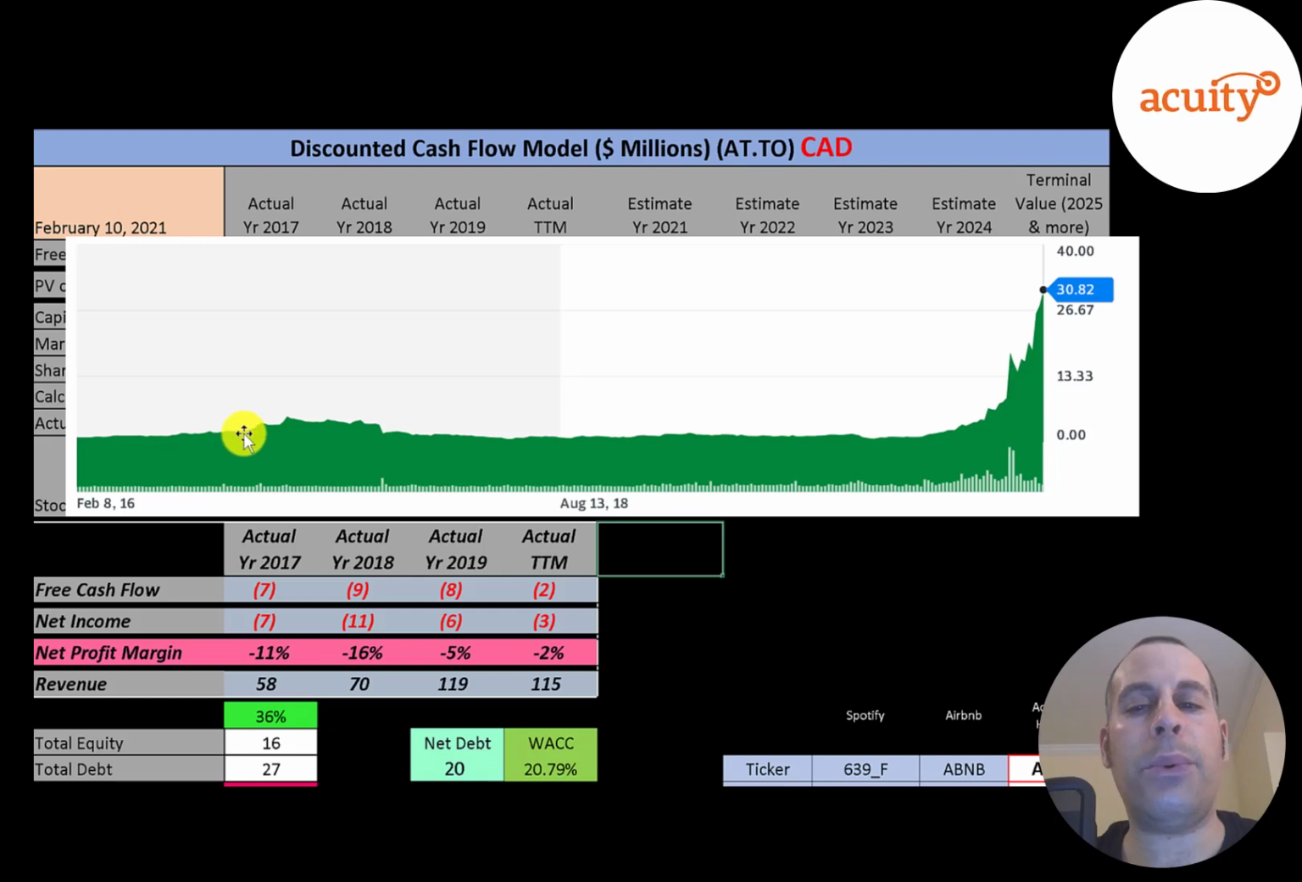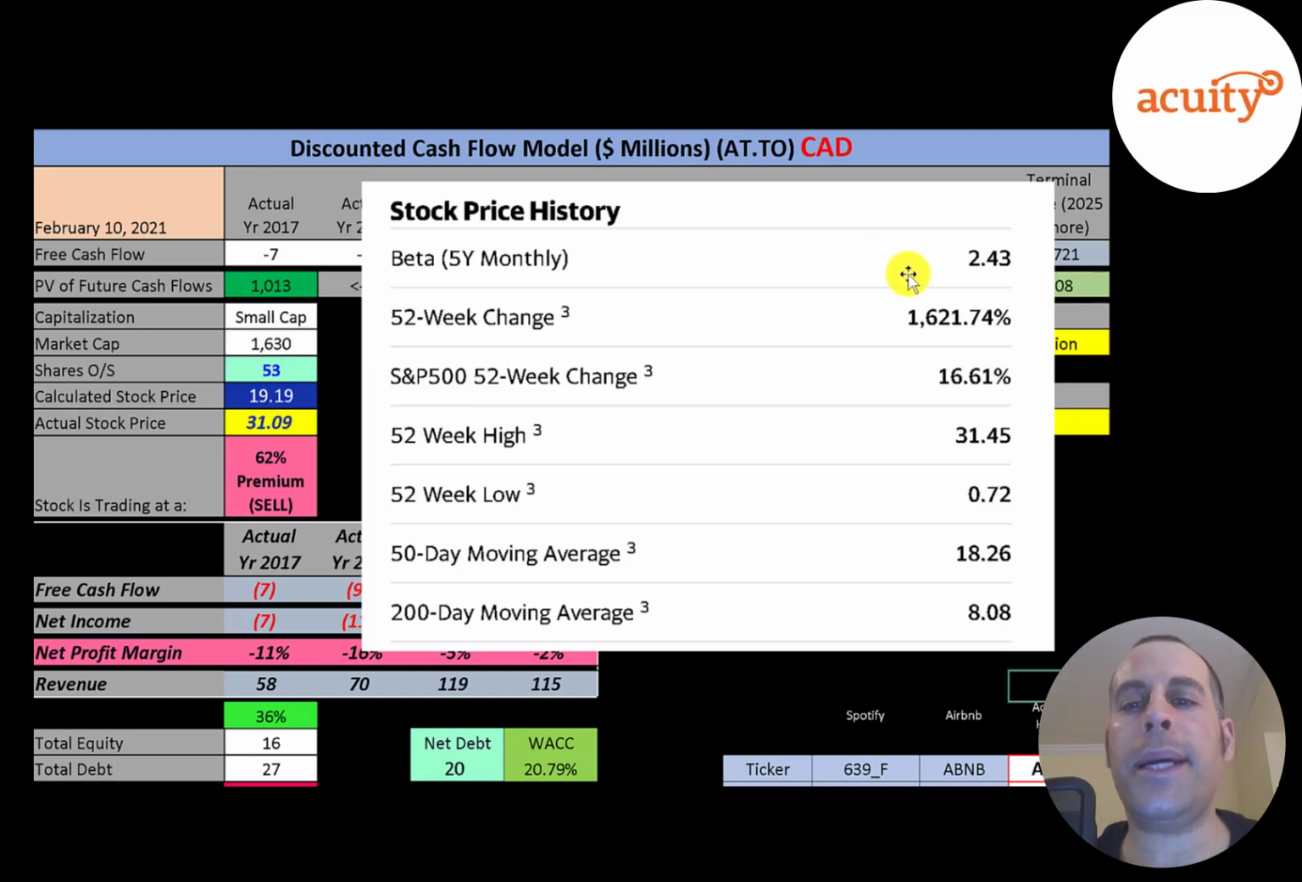You can see the stock was pretty flat for a few years, but it's really been driven up the past few weeks. This company has a really high beta, 2.43, so the stock moves 2.5 times the market. The stock has gone up 1,600% in the past 52 weeks, while the S&P 500 went up only 17%. The low was 72 cents, the high was 31.45. And the stock is trading well above its 50-day and 200-day moving average.